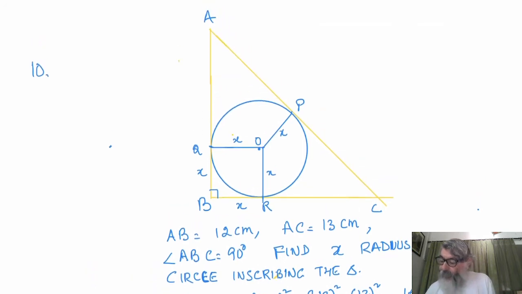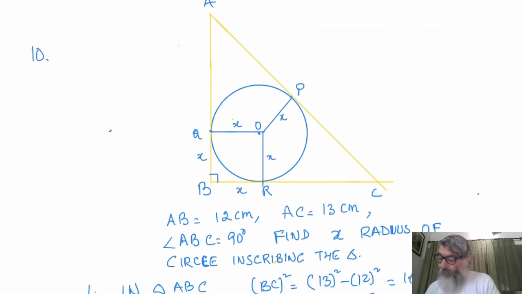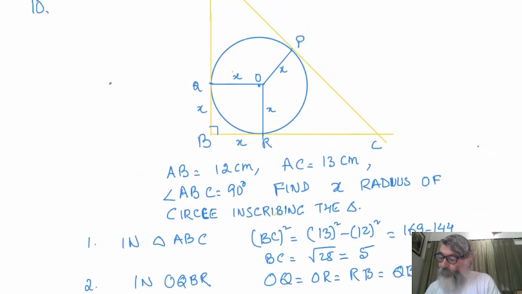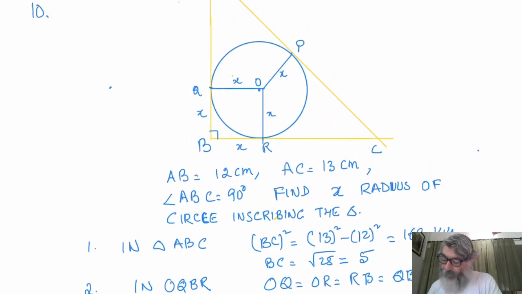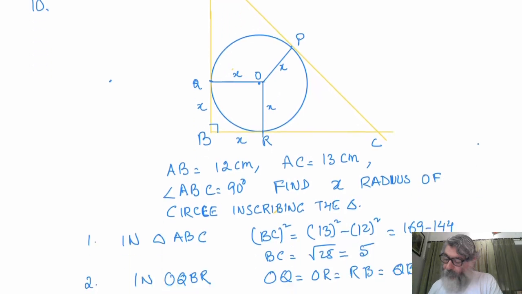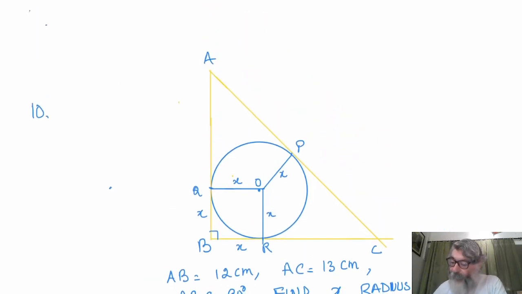AB is given how much? 12. AB is 12. So AQ will be equal to AP. AQ will be equal to AP will be equal to 12 minus X, because this complete length AB was 12. So AQ will be how much? 12 minus x. And if it is 12 minus x, then AP will be also 12 minus x.